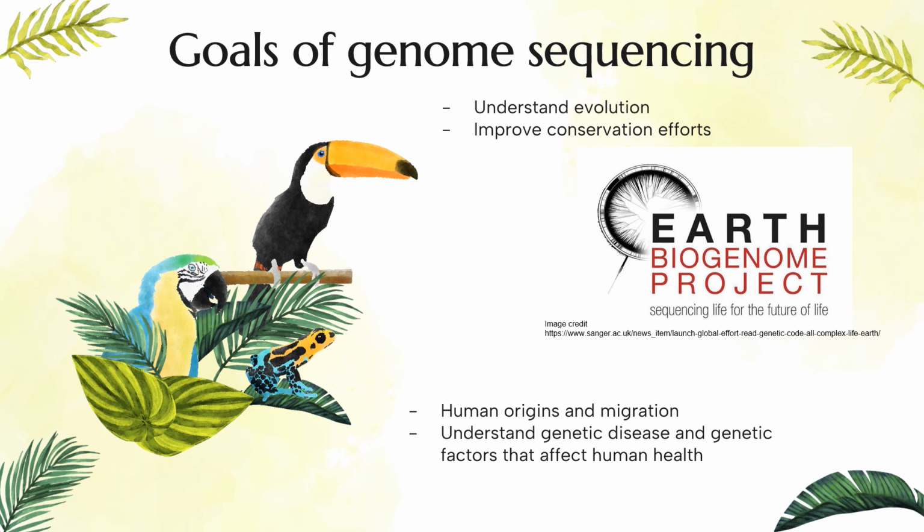For many organisms, we want to be able to understand evolution, looking at different species and trying to find common ancestry. We also want to be able to improve conservation efforts. This organization, the Earth Biogenome Project, is trying to sequence the entire genomes of as many species as possible so that should the threat of extinction start to occur, we have the basis of the genome so that we can have some technological interventions.